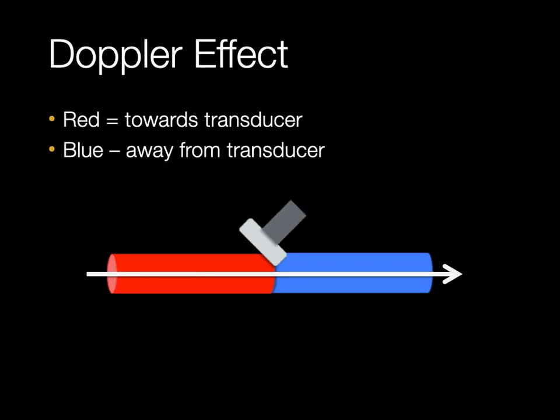Taking a step away from red shift and blue shift, with Doppler and ultrasound, red means towards the transducer generally, and blue is away from the transducer. Every ultrasound will have a scale to the side, and you'll have red on top and blue on the bottom to indicate that red is towards the transducer and blue is away from the transducer. However, this is a property of the ultrasound machine, and that can be changed, so always look at your scale. It doesn't mean that red is artery and blue is vein, not at all. It's the direction towards or away from the transducer.